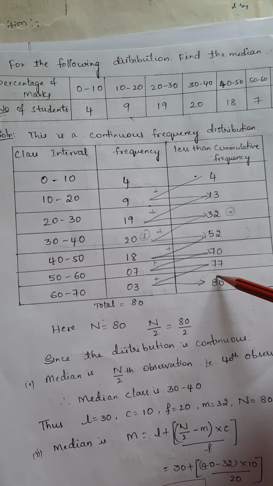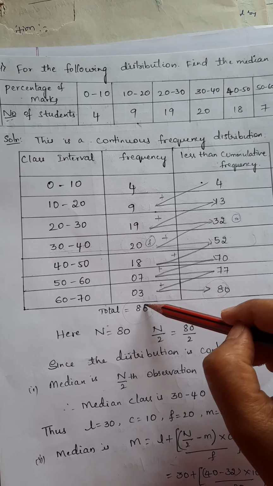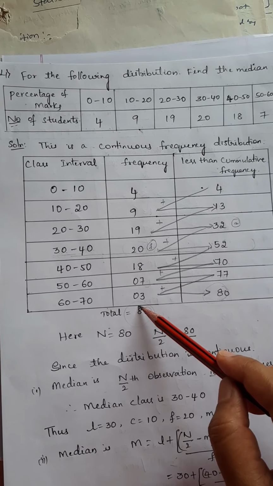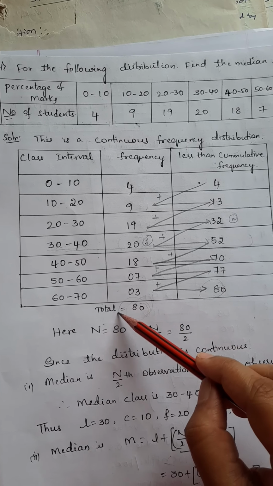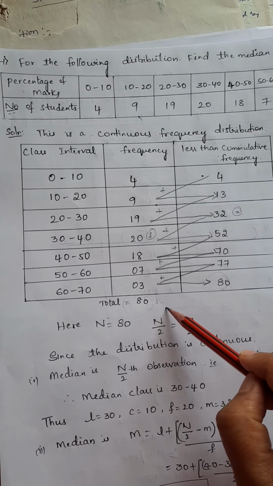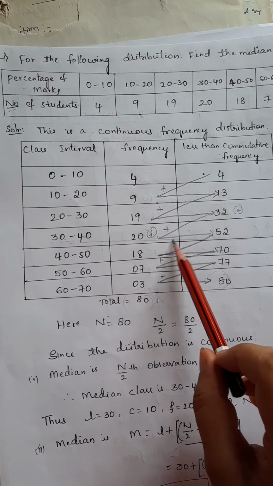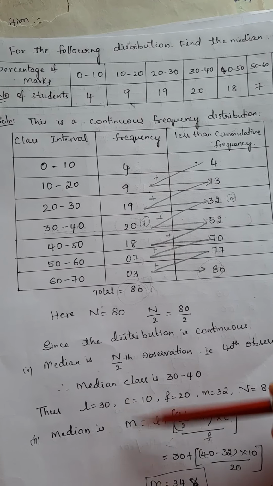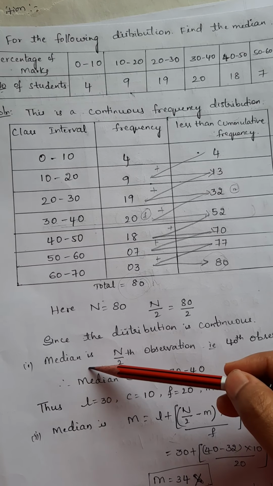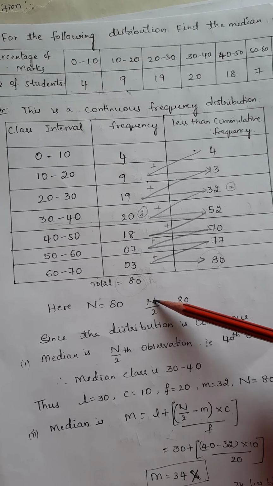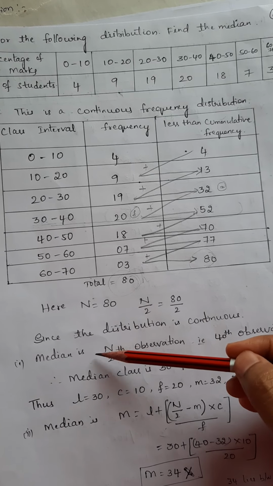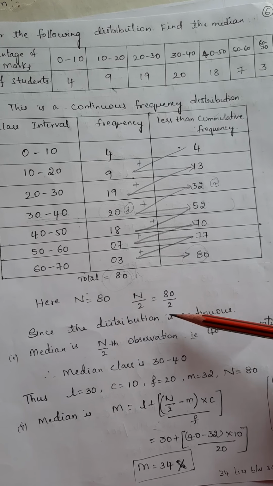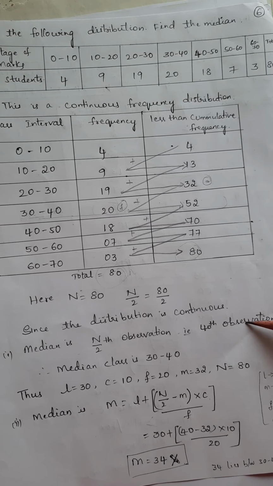Always this cumulative frequency will match with this total frequency. So when I add all my frequencies, total value will be 80. This value will be called as capital N. So in case of continuous distribution, in finding median, we will do it in 2 stages. In the first stage, we will calculate it using the formula N by 2. So median is N by 2th observation. N by 2 means it is 80 by 2, that is 40th observation.